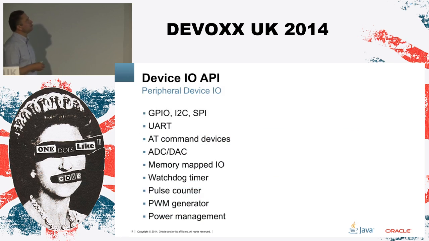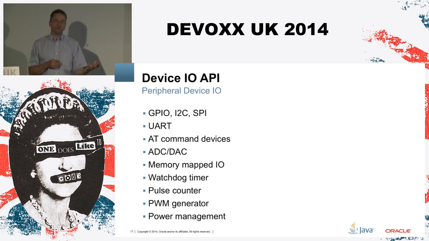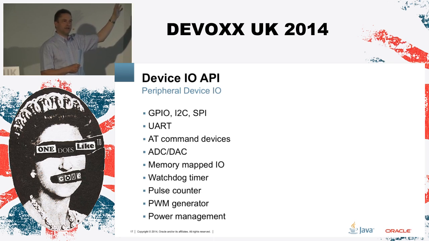I mentioned the device I/O API, and this really is the big new feature in Java ME 8. Like I say, if you look at the Raspberry Pi as a good example, it has all these extra header pins, and they enable you to connect to different types of devices. There's things like GPIO, general purpose I/O. So you can set the pin high, you can set the pin low, you can read data as a binary value from that pin. There's different types of well-used connection protocols.